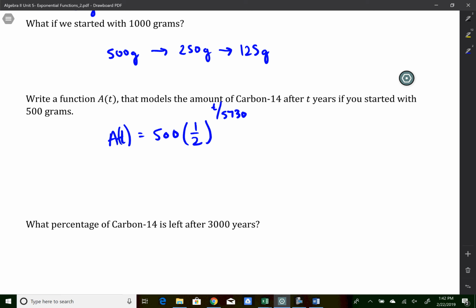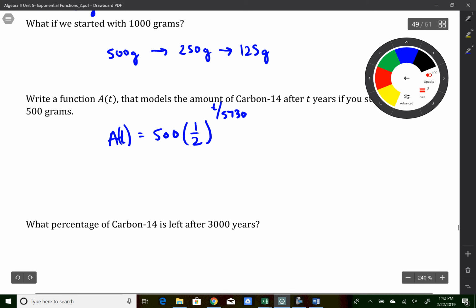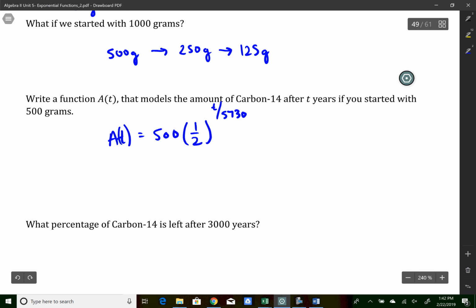Essentially, to simplify it a little bit, because it's not really a formula that you have to memorize like the other ones, it's just something you have to be able to create yourself. This number in front is always the initial value. This number is always half for half-life. And this exponent is always t divided by the half-life. How long does it take to make the half-life happen?